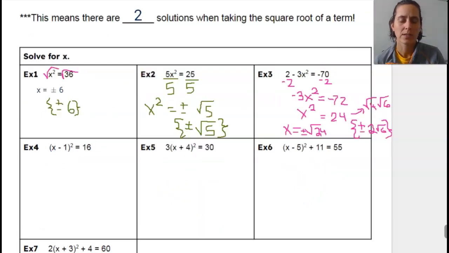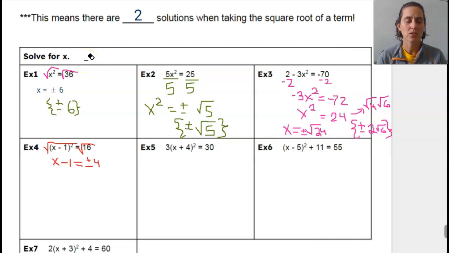Now in these next four examples, you'll notice that they have a binomial being squared versus just x being squared. The square root property says anything that's being squared, if it's a binomial, if it's a monomial, any time you have something squared, you can take the square root of it to get rid of whatever is being squared. So in example number 4, we're going to take the square root of x minus 1 quantity squared, and we're also going to take the square root of 16. Once we take the square root, we get x minus 1 is equal to plus or minus 4.